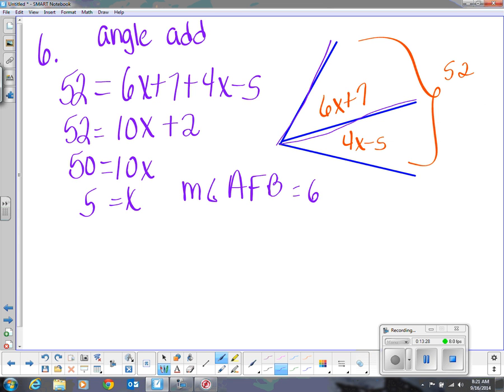This is going to be 6 times 5 plus 7, which is 37. All right, so now 11 through 23. Any questions on 11, Nate? 11 through 23 first. Hey, I'll help you with that. I just did that. I just needed to draw a picture.